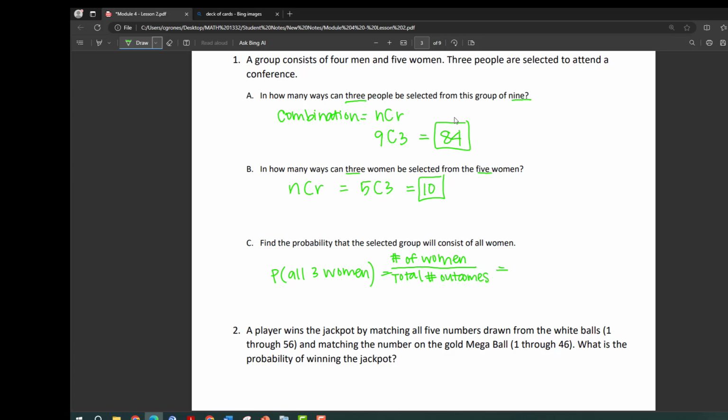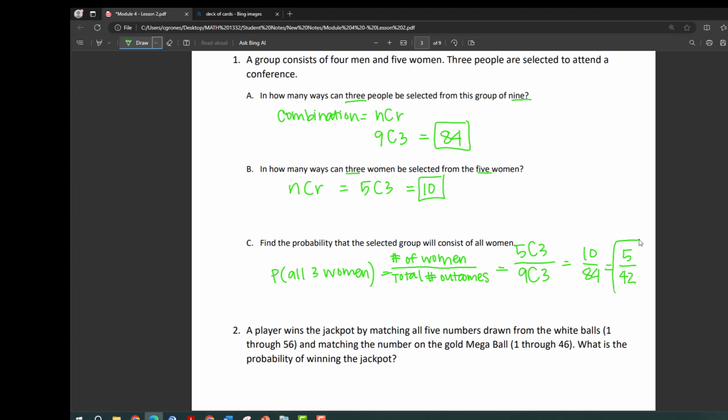So for our total number of outcomes, we are going to use our answer from part A because we have 9 total people and we are choosing 3. And then the women, we want all 3 of those women. So we have 5 total women and we are choosing 3 of them. So this is how you would set up this probability. And so it would be 10 over 84, which reduces down to 5 over 42.